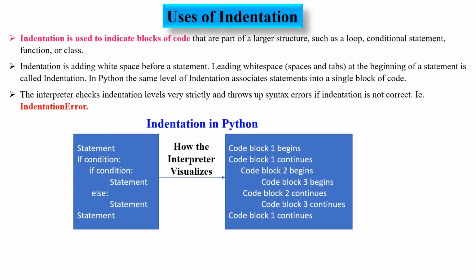In Python, indentation is used to indicate blocks of code that are part of a larger structure, such as a loop, conditional statement, function, or class. Indentation is a mandatory aspect of Python syntax and is used to group statements together into a single block. Indentation is adding white space before a statement. Leading white space, spaces and tabs, at the beginning of a statement is called indentation. In Python, the same level of indentation associates statements into a single block of code.